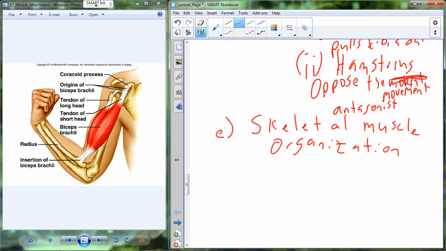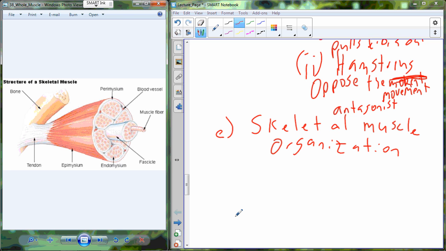Let's take a look at skeletal muscle organization. I've got a figure here. It's pretty loaded up with information, but we're going to work our way through this. When you look at, say, biceps brachii, you can picture this as biceps brachii that's been dissected out of a cadaver or some other organism. So you have the bone, and maybe this is the attachment on the radial bone, and then the muscle extends out to the other side of the scap.